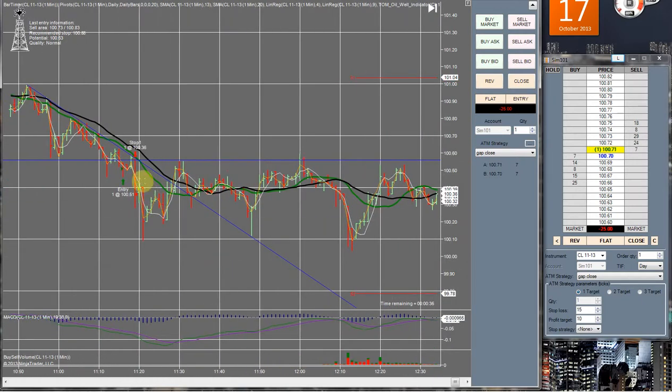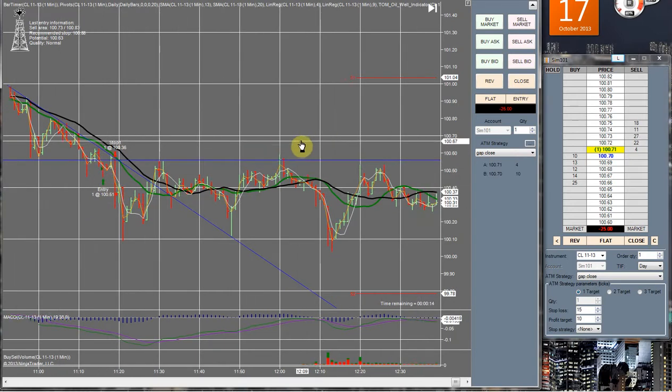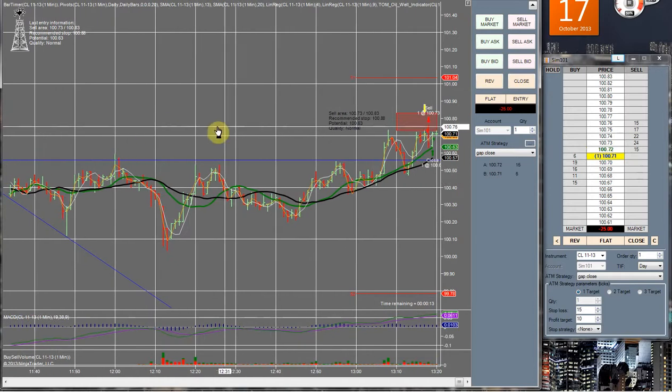I'm sure you guys remember this. I got in here, but I didn't see all this resistance right here. If I had seen that, if I had drawn my lines, I would have gone ahead and placed my take profit right in this area, most likely right here, and I would have been able to take 5 ticks instead of losing the 15. These are obviously things or mistakes that shouldn't have happened, but they did.